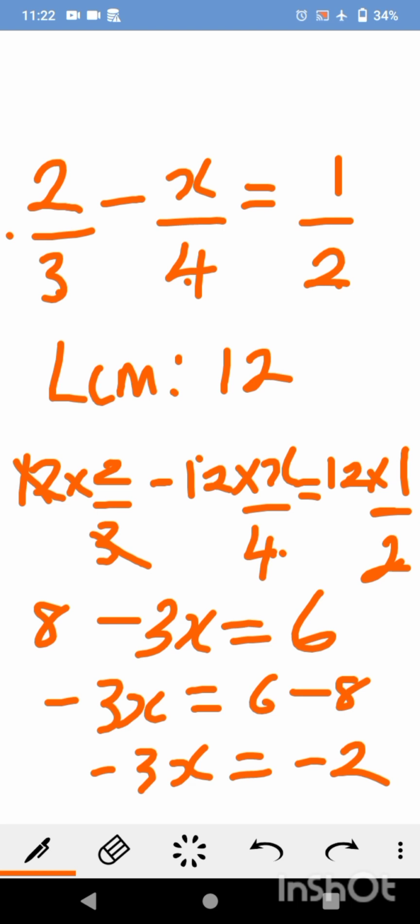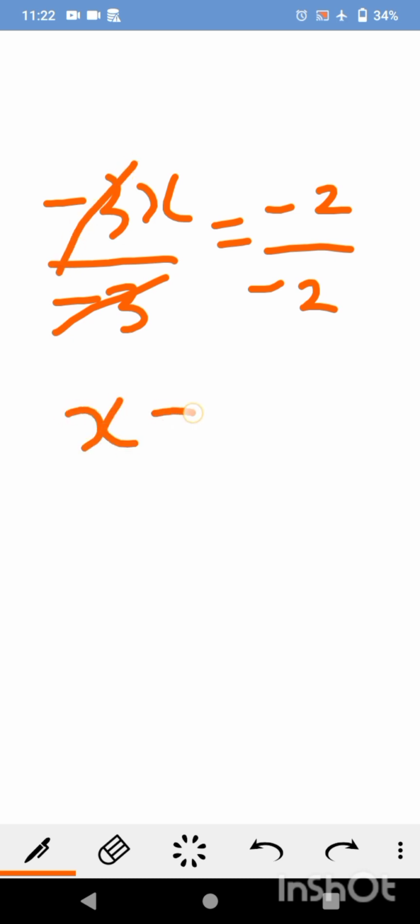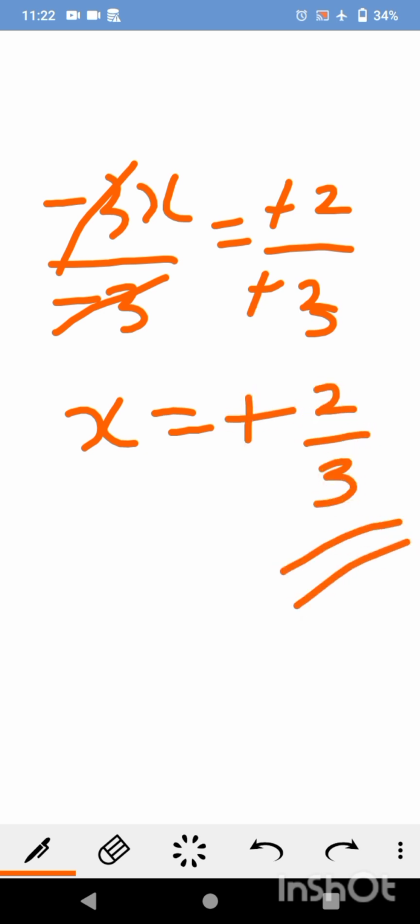Alright, divide both sides by minus 3. We have minus 3x all over minus 3, and minus 2 all over minus 3. So our x will be equal to, minus times minus is plus, so we have 2 over 3. That's the value of x, 2 over 3. Let's look at another example.